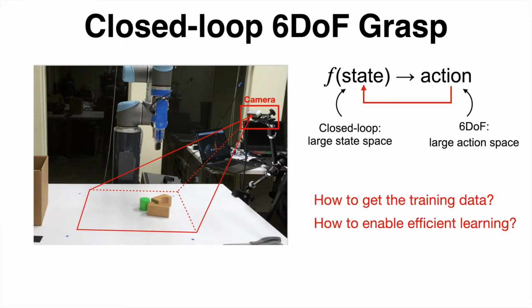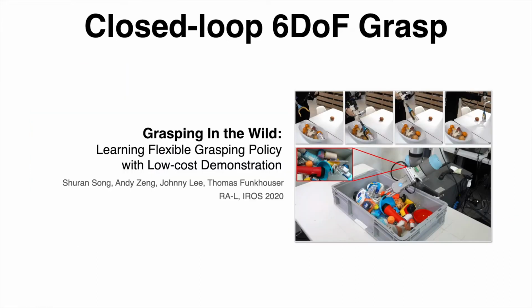Therefore, to achieve 6-DoF closed-loop grasping, we really need to address two fundamental problems. First is how to get training data to cover such a large space, and the second is how to design the state and action space to enable efficient learning. Here I'm going to talk about our recent work that's able to address these two problems and achieve 6-DoF closed-loop grasping.